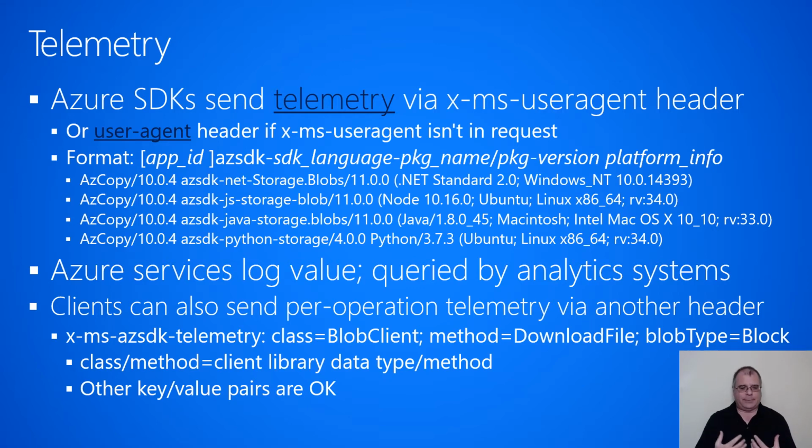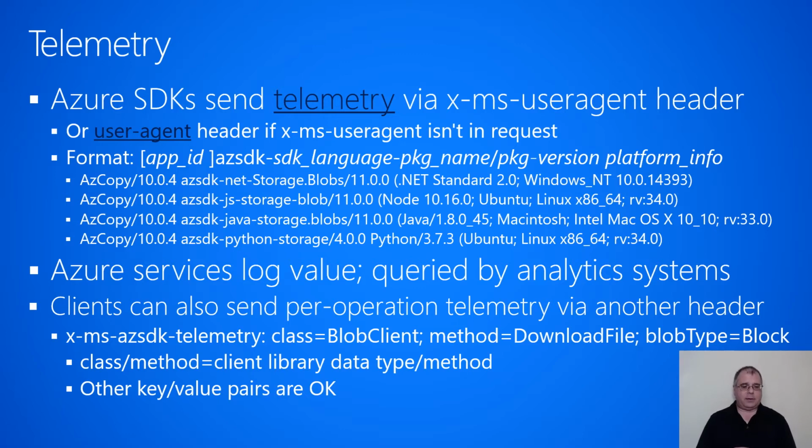We call this telemetry. And all of the Azure SDKs send telemetry to the service by way of an x-ms-user-agent header. And so services should be looking for this header in the request, and whatever string is there, that should be written to some log as well. And if that header is not there, then the service should be looking for a user agent header and write that instead. Now, in Azure, we have a common format for these strings.